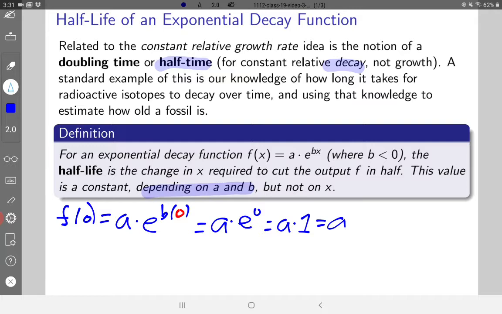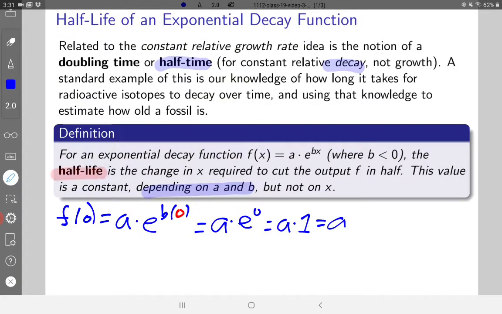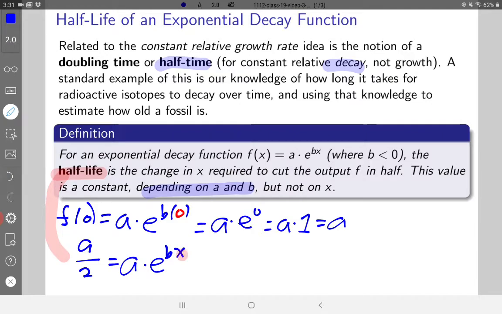So to solve for the half-life now, I could say, when will the output of the function equal half of a? When will it be half as big? So let's set up an equation that says half of a, a over 2, is equal to the function itself, a times e to the bx. And now we're going to solve for that value of x that will make this true. So let's see, I'm going to divide both sides by a, and so on the left I'm just going to get 1/2 equals e to the bx.